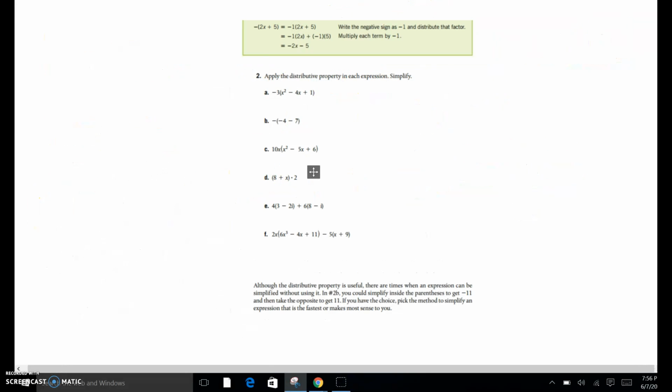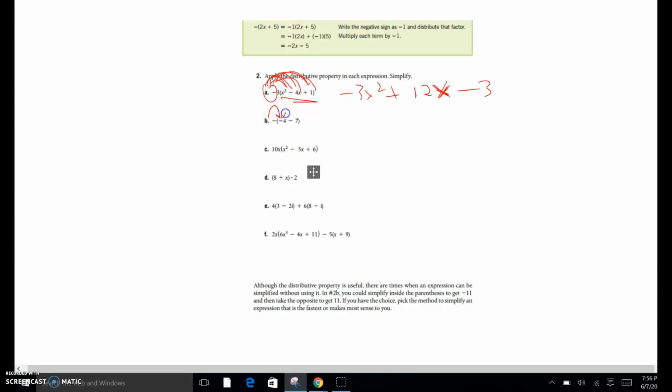So again, hopefully you tried these on your own. We're going to distribute this over. So negative 3 times that is a negative 3x squared. Negative 3 times that is a positive, what is that, 12x. And a negative 3 times that is a negative 3. Now notice if I had 3 things to begin with here, when I distribute, I'm still going to have 3 things because I'm distributing it to each one.